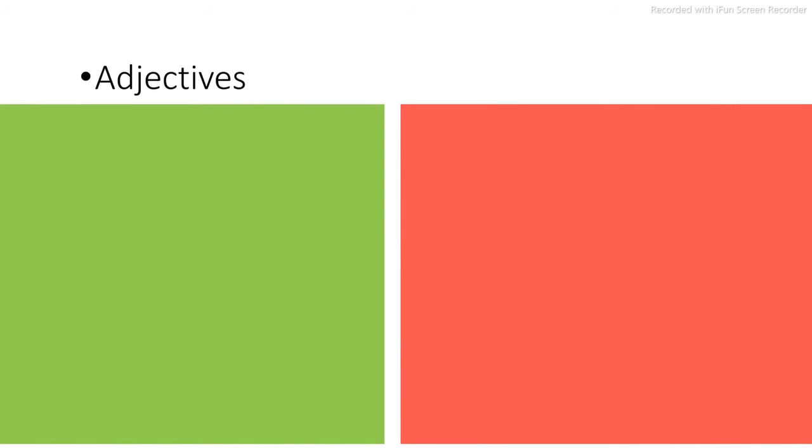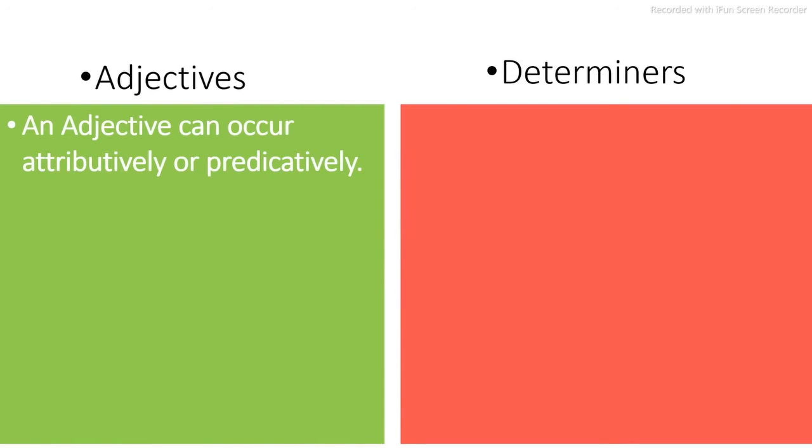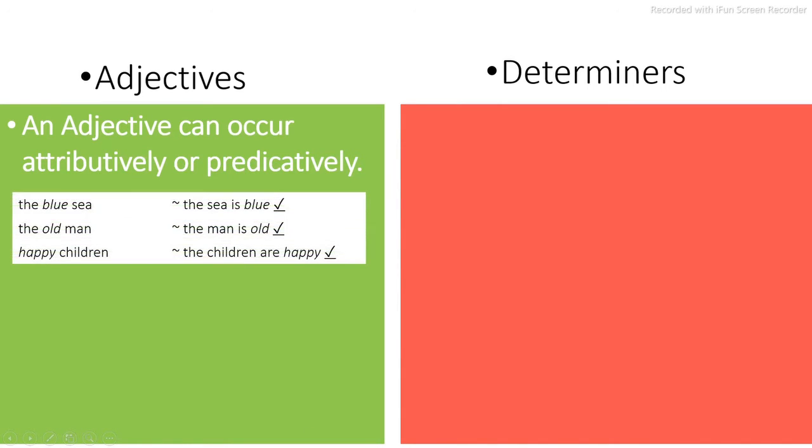First of all, when we talk about adjectives, we must know that an adjective can occur attributively or predicatively. Attributively means before and predicatively means after. It can be used either before the noun or after the noun. Look at here: the blue sea. Blue is the adjective, sea is the noun. So the noun sea is modified with the adjective blue. Here we have used the adjective blue attributively, but the same adjective can also be used like this.